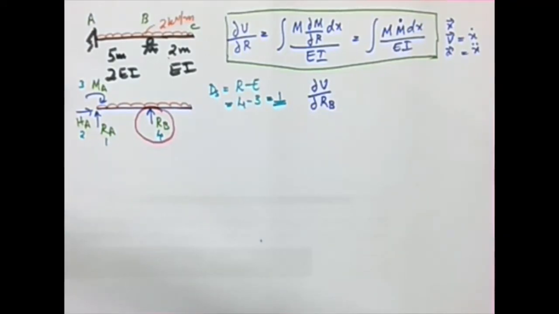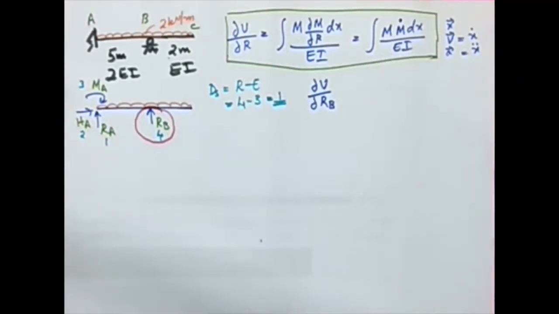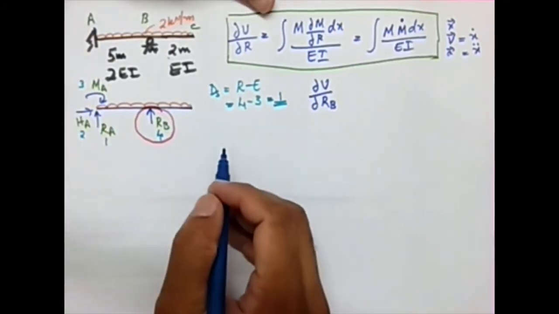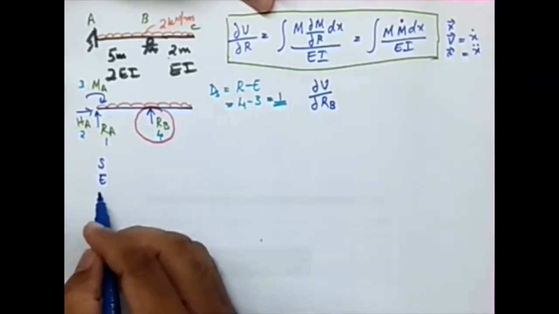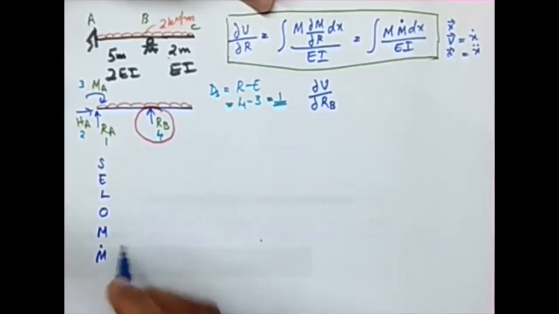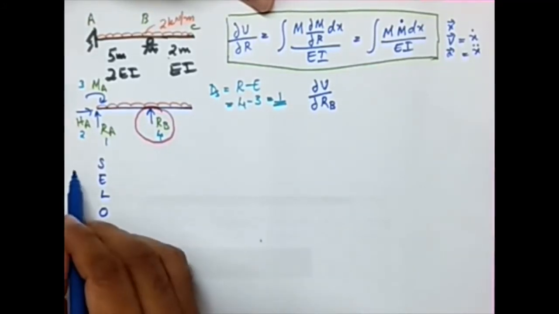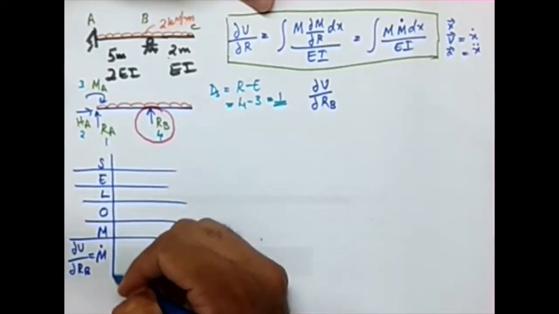Now let's solve it. So we want an expression for M. We need to identify how many segments are required and all those things need to be done. So we are going with that. The table we know: S, E, L, O, M and M dot. M dot is basically dou u by dou RB. So we need to identify how many segments are needed.